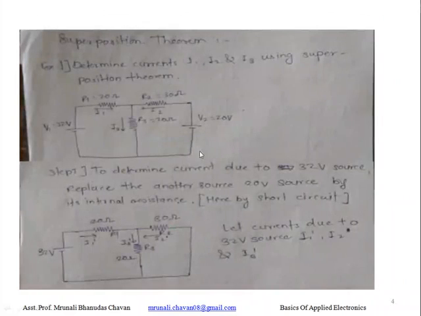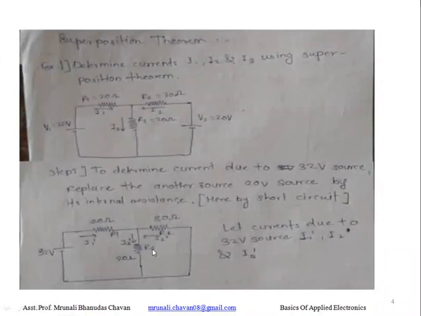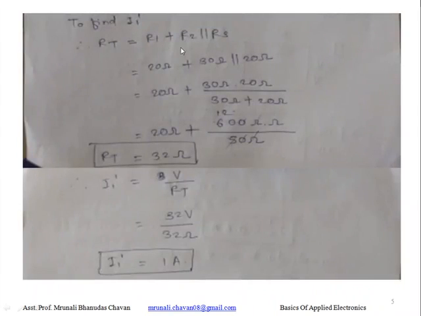From this circuit we can see R2 and R3 are parallel and this is in series with R1. So for RT we can write the equation RT is equal to R1 plus R2 parallel R3. If we place the values, R1 is 20 ohm, R2 is 30 ohm and R3 is 20 ohm. So we can put the values here and calculate. We will get RT is equal to 32 ohm.